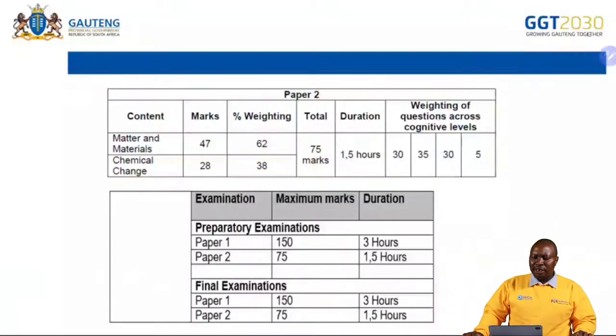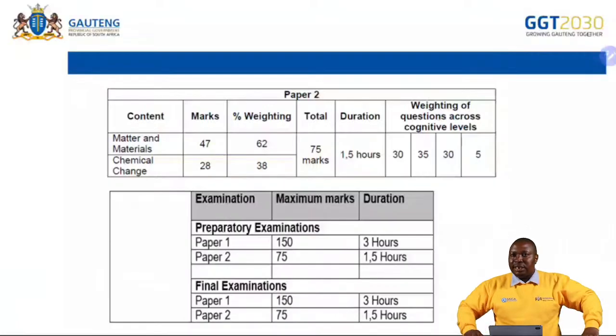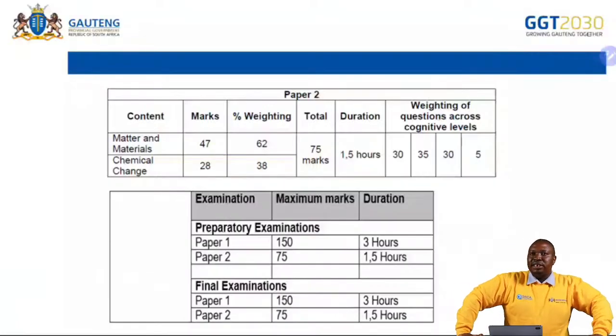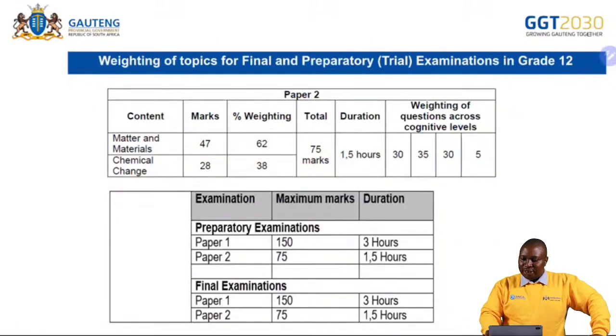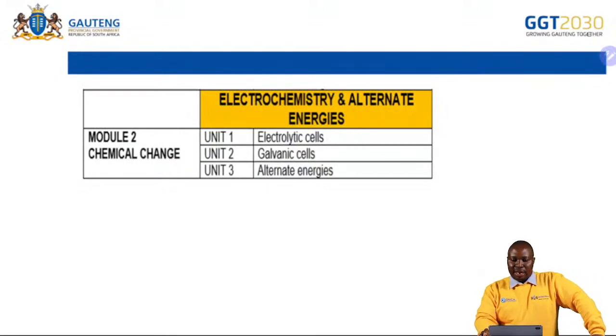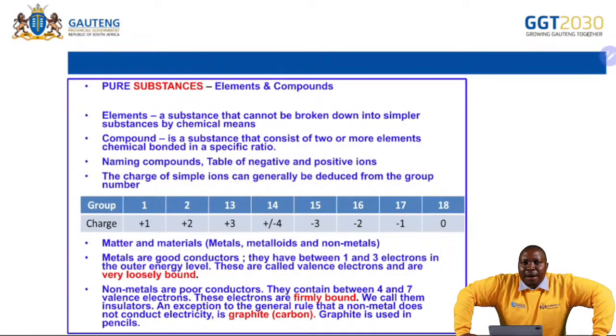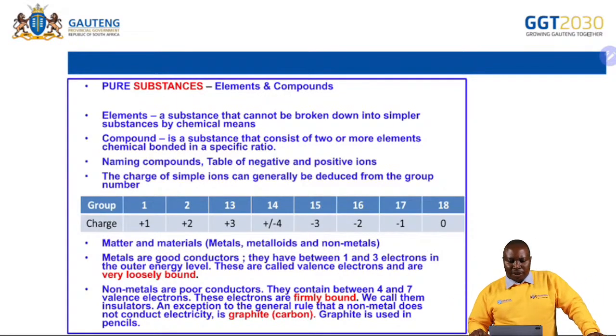When it comes to our weighting, you have 30 for level 1 questions, which are just your recall questions, 35 for comprehension, 30 for application and 5 for analysis, the last level 4 questions. So you must know that the difficulty differs in this way. We said we'll be doing the electrolytic cell and the galvanic cell. That will be our focus for the day. Remember, the purpose of today is problem solving, so we're going to spend much time dealing with problem solving.